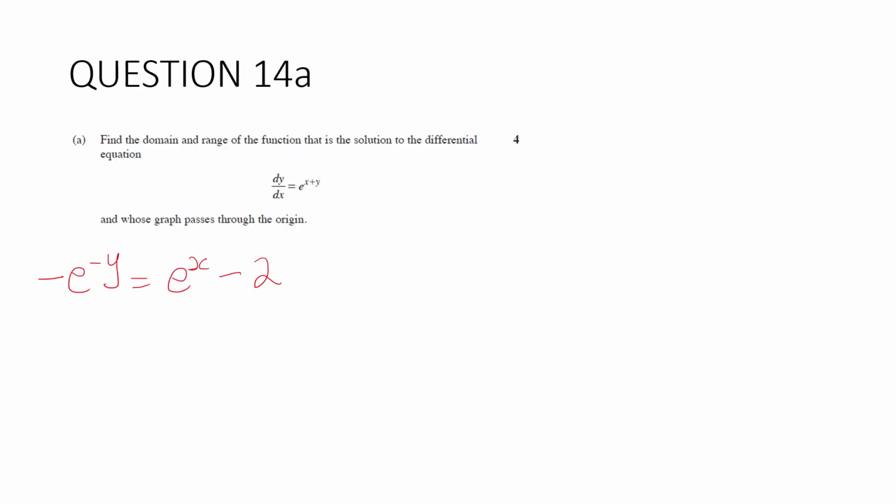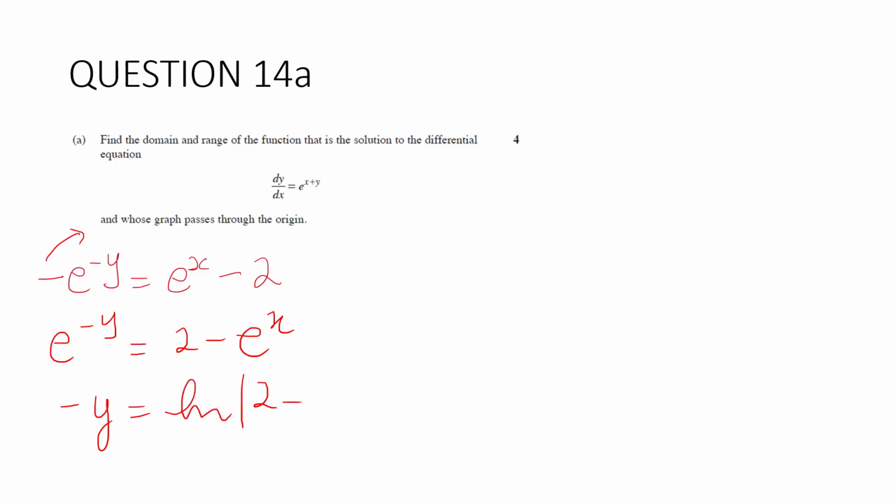Now let's make y the subject. So I'll start by taking this negative over. So e^(-y) is equal to 2 - e^x. Taking logs of both sides, negative y is equal to ln(2 - e^x), and take the negative over. That's not the answer to the question, is it? We want to find the domain and the range.